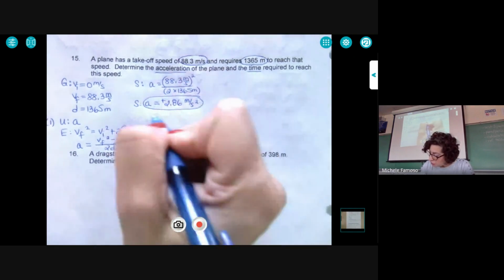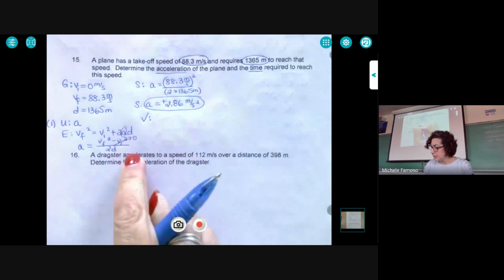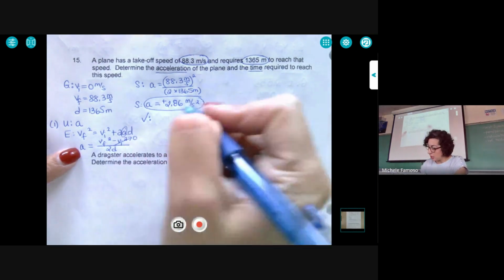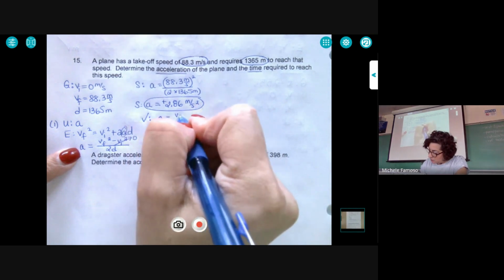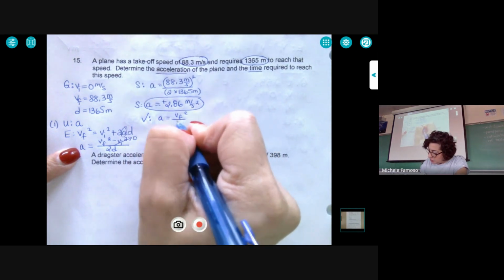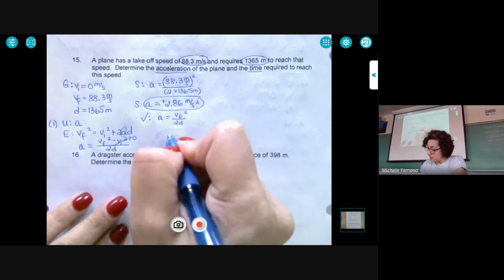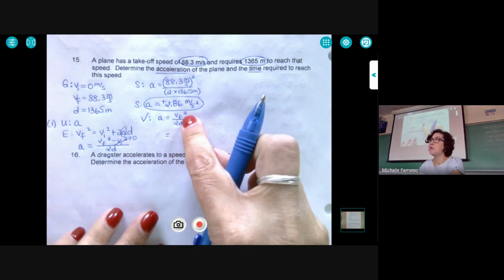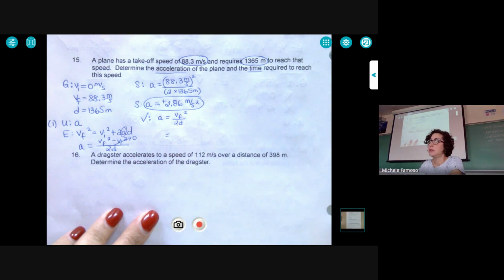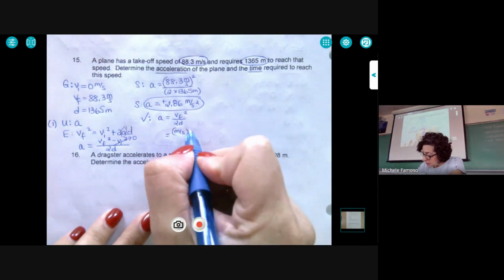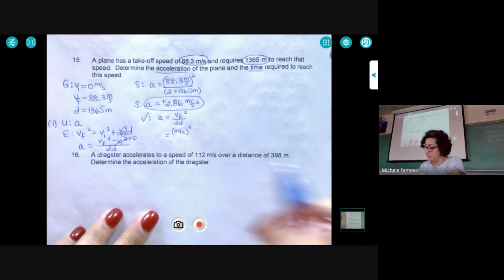All right, now we are going to do the check. Since the VI squared drops out because the VI is 0, I'm really just going to check A equals VF squared over 2D. Now remember, we're only checking units. Sophia, what is our unit for the VF variable? That's right. So we're going to put meters over seconds, and then we're going to have to square that.